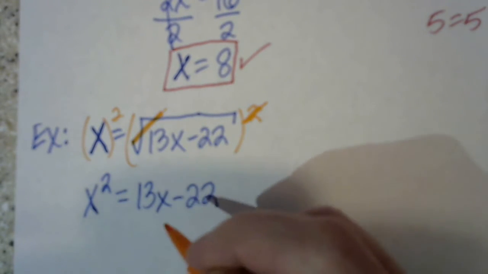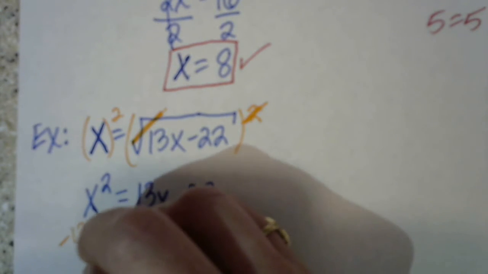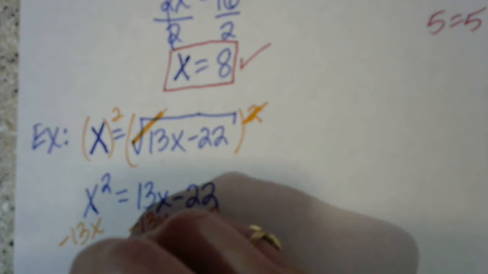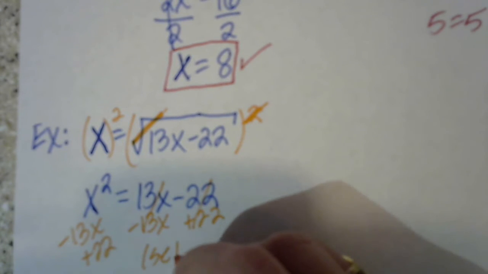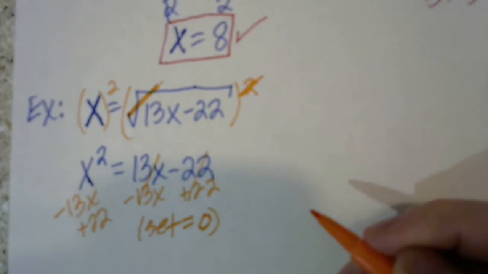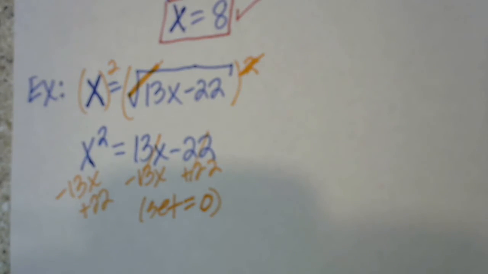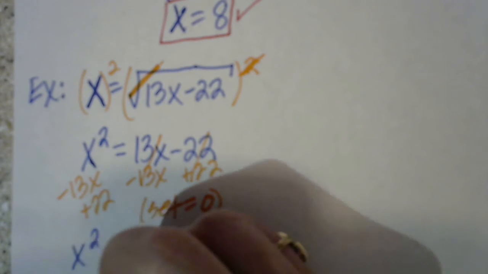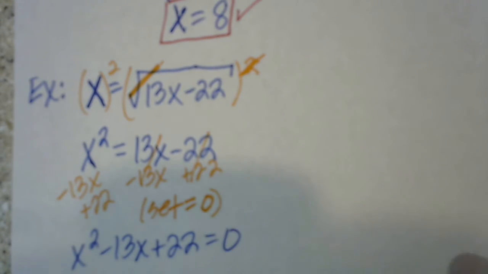So here I'm going to do minus 13x, positive 22, positive 22. Because I need to set this equal to 0. Okay? I've got to set it equal to 0 because of this exponent. Alright, so now that's going to give me x squared minus 13x plus 22 equals 0.